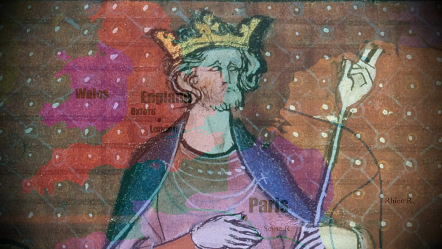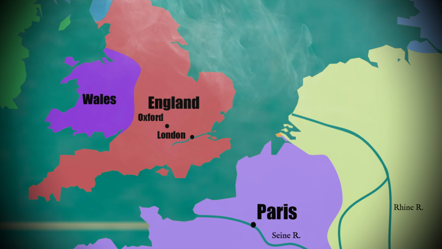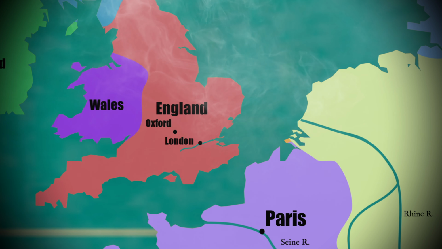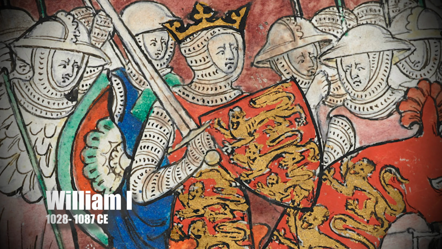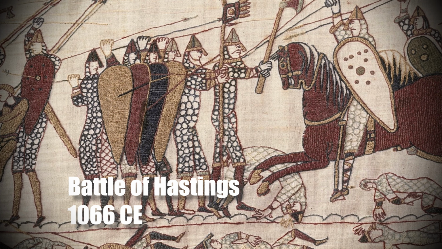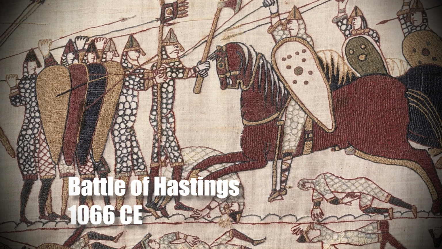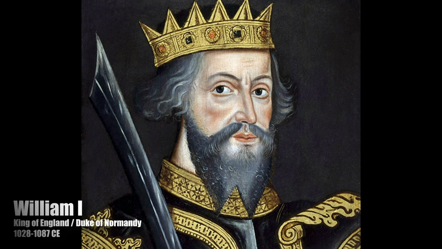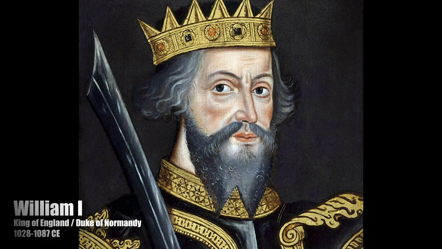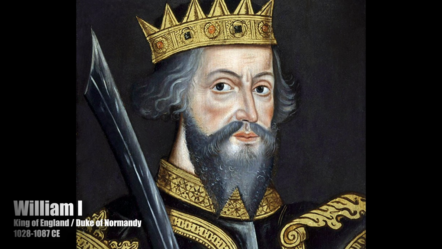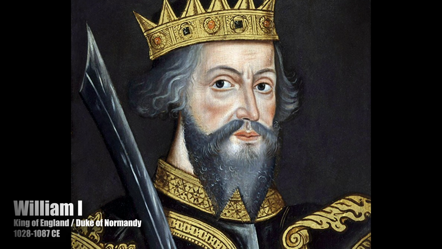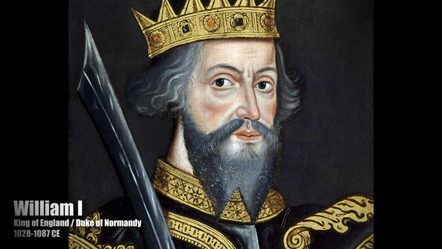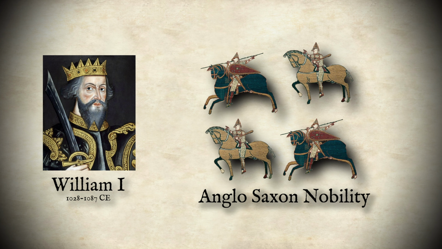Nowhere is this clearer than in England. In a previous video, we saw how in 1066 CE, William the Conqueror, Duke of Normandy, invaded Anglo-Saxon England and defeated the English at the Battle of Hastings. William then became the new King of England. But in defeating the old Anglo-Saxon military class, he also had the unique opportunity to impose his rule more effectively than ever before.